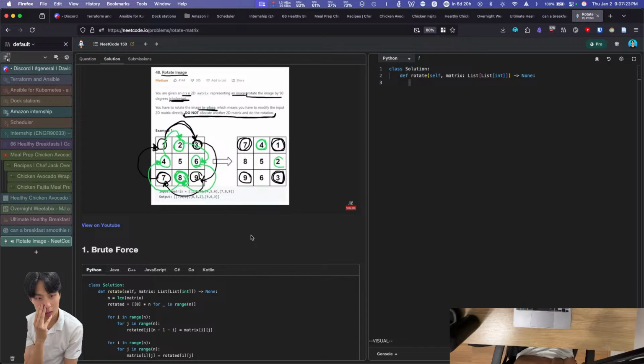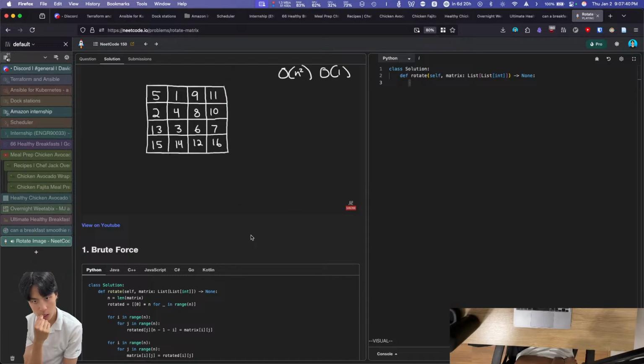The 2 got moved over here. The 6 got moved over here. And the 8 got moved over here. So this is still a rotation. Yes. And lastly, we just have a 1 by 1. We know that rotating it will just be the exact same.